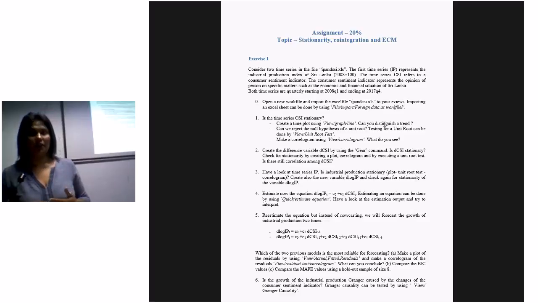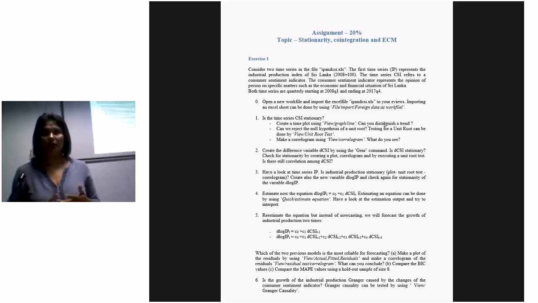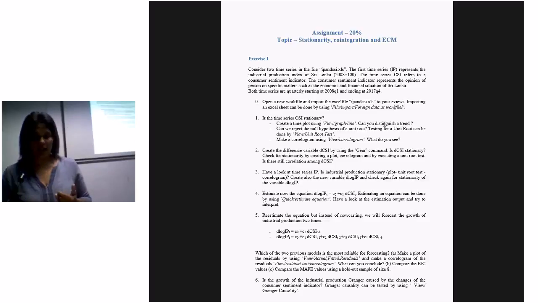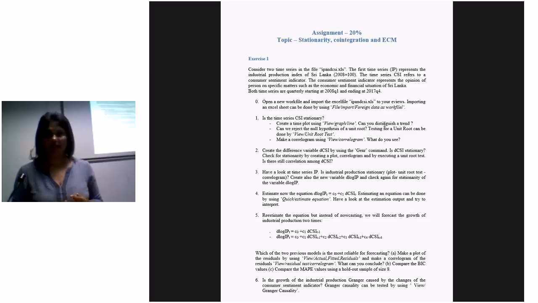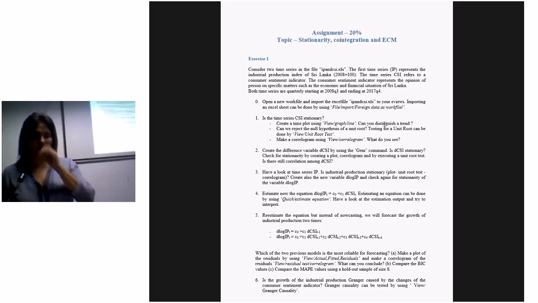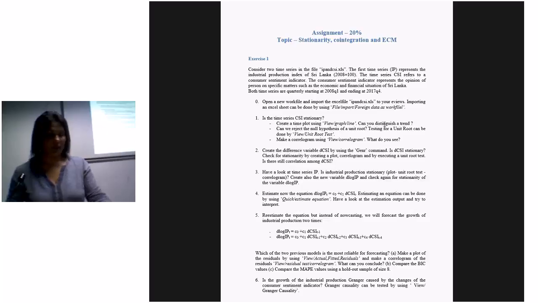We check the model efficiency. Under model efficiency we check autocorrelation, heteroscedasticity, normality. Right. And the multicollinearity.